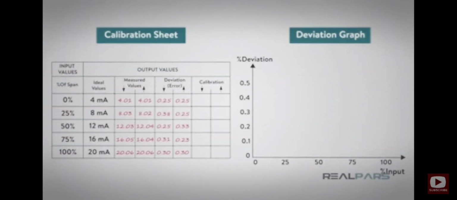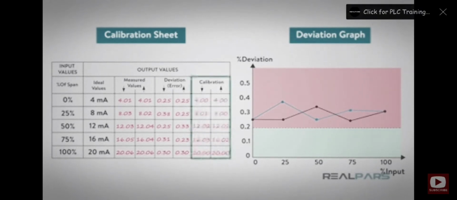Now, let's assume that the maximum deviation tolerance is 0.2%. Using the data from the calibration chart, we see from the graph that some deviations are greater than the maximum deviation allowed of 0.2%. Therefore, a sensor calibration is required.